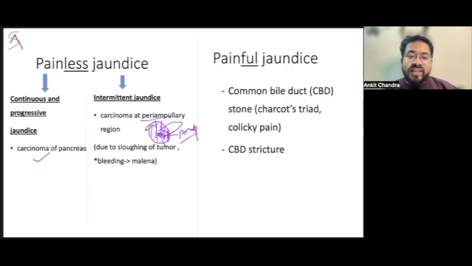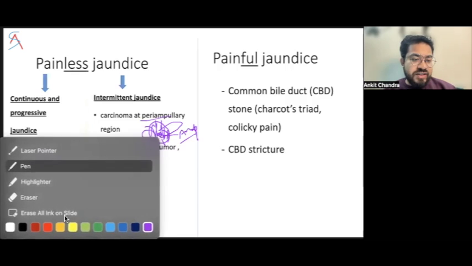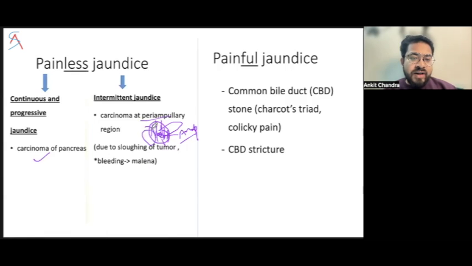And why is there waxing and waning of the jaundice? I'll change the color. Some part of this carcinoma will slough off, or break and come out. That sloughing will cause bleeding and melena. That's why waxing and waning with black tarry stool will give you an idea that it's mainly periampullary carcinoma.